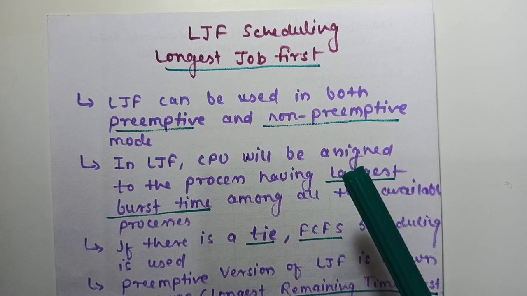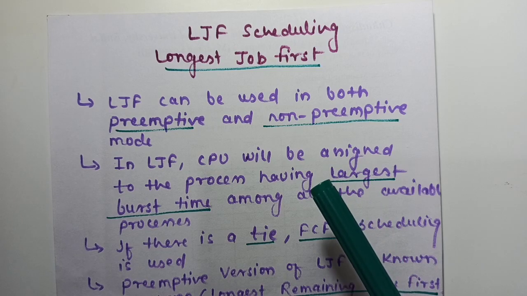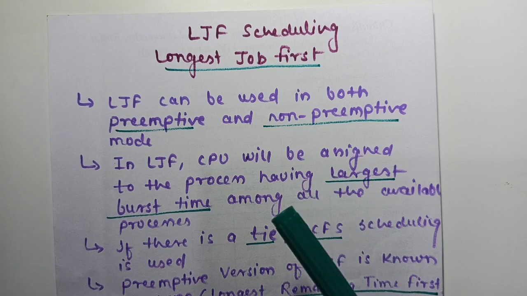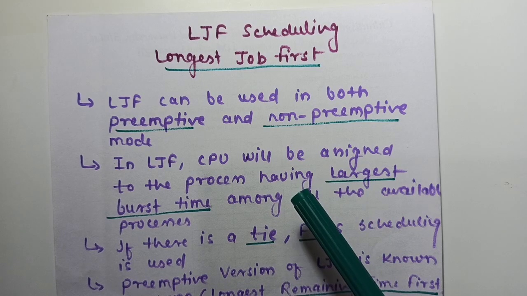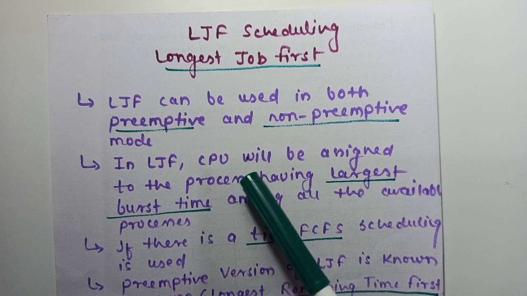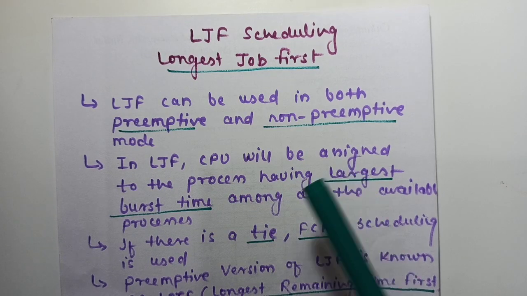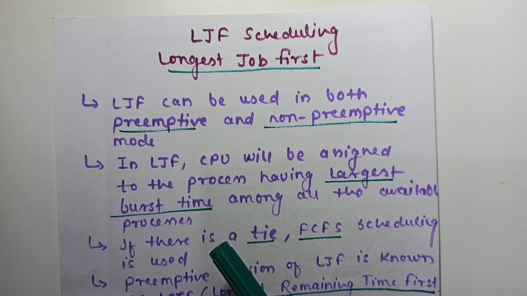If you remember, we have done one algorithm, that is shortest job first. What is shortest job first? The process which has the shortest burst time will be allocated to the CPU first. Here in longest job first, the CPU will be assigned to the process having the largest burst time. The thing is just reversed now. So the process with the largest burst time among all the available processes will be allocated to the CPU first. If you have 4 processes, you will see which process has the largest burst time and allocate that process to the CPU.